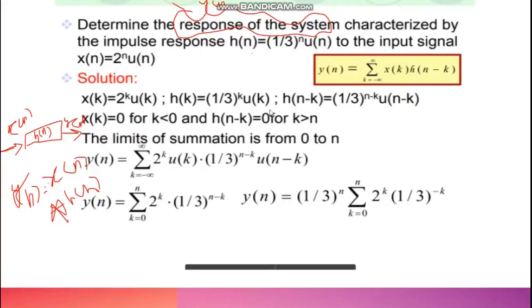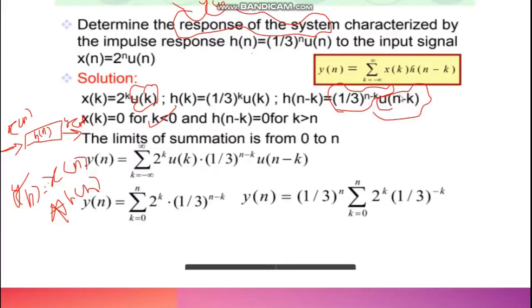Now the next step is to find the limits, right? So the summation limit you have to find out. If you say this is a unit discrete signal u of k, this unit signal exists from 0 to infinity, right? This will be 0 for k less than 0. So we can write x of k is equal to 0 for k less than 0, and h of n minus k is (1/3)^(n-k) u of n minus k. So this is the amplitude part. In order to check the limits, you have to only consider this part, u of n minus k.